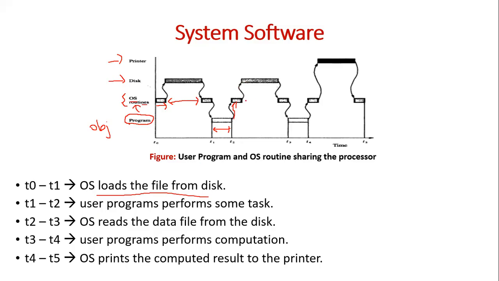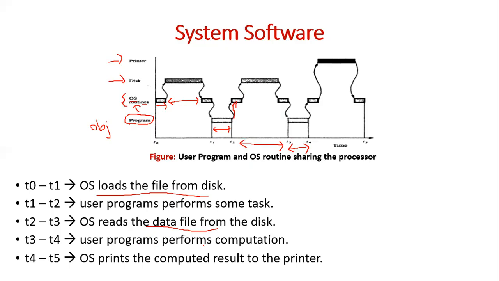Now the operating system reads that particular data file from the disk to the memory. That is happening during the time T2 to T3. The OS reads the data file from the disk during this time. After reading the data file, the application program performs some computation. That is happening between T3 to T4. The user program performs computation.